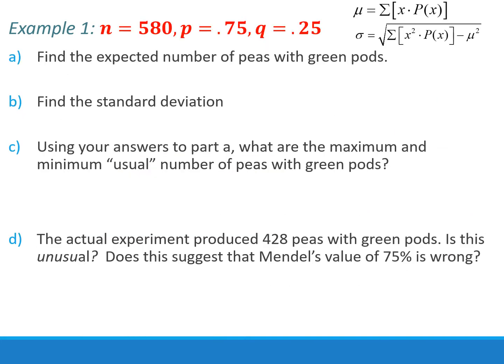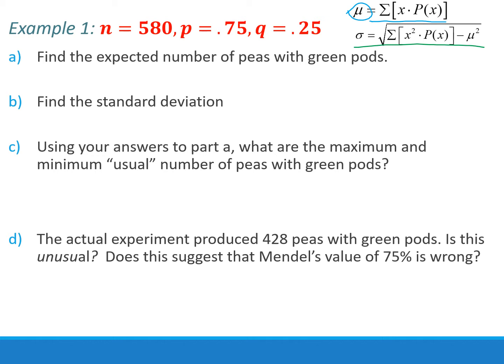As a side note, we did a problem just like this back in section 5.2 when we were focusing on probability tables, probability distributions. We were dealing with a much smaller sample size back then, just 5 peas, and we had a table with 0 through 5 at the top and the corresponding probabilities underneath it. And the way we found the mean was with this equation up here, the sum of x times P of x, and standard deviation was with this one right here.